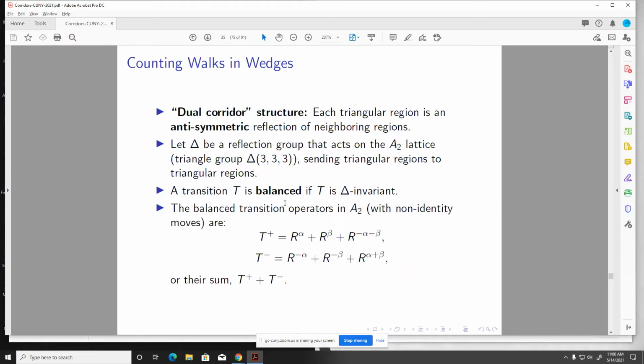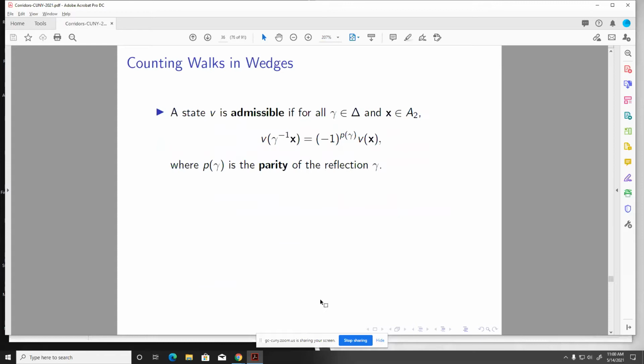We want our transition to be balanced. In this case, it means it has to be invariant under that reflection group. And so there are really a total, well, there are 3 at a time. This kind of breaks into 2 balanced transitions that if you want all 6 of the directions, you just add them up. All right. And then we call our state admissible.